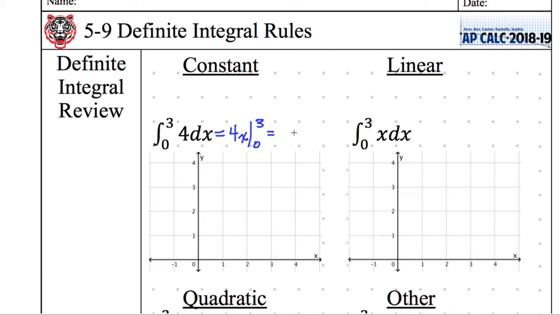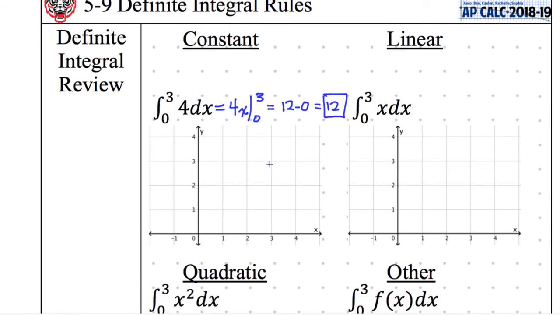Which turns into? So it'd be 12 minus 0. Yep, 12 minus 0, so it'd be 12. There it is. So we know it's 12. Let's see if our graph matches that picture.